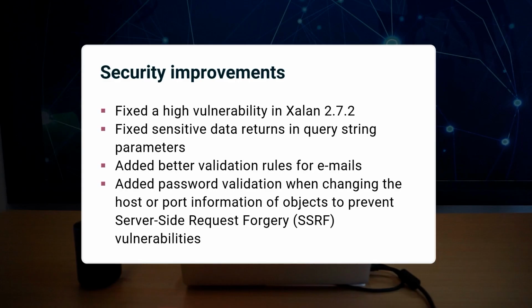This Flow Manager version comes with a series of security improvements. We've fixed the high vulnerability in Salam version 2.7.2. We've also fixed sensitive data returns in query string parameters. We've added better validation rules for emails, and we've also added password validation when changing the host or port information of objects to prevent server-side request forgery.